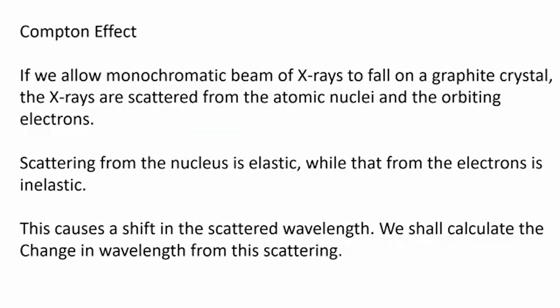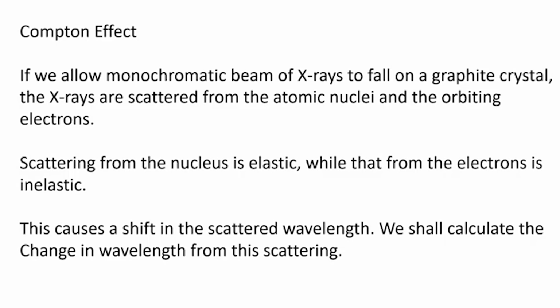Okay. So let's see in the Compton effect what actually happens, particularly in experiments. If you allow a monochromatic beam of X-rays to fall on a crystal, specifically a graphite crystal, you know, graphite is a 3D form of graphene. These X-rays will be scattered from the target, from the atomic nuclei as well as from the orbiting electrons of graphite. The scattering from the nucleus is elastic, so there is no change in energy, while that from the electrons is inelastic.